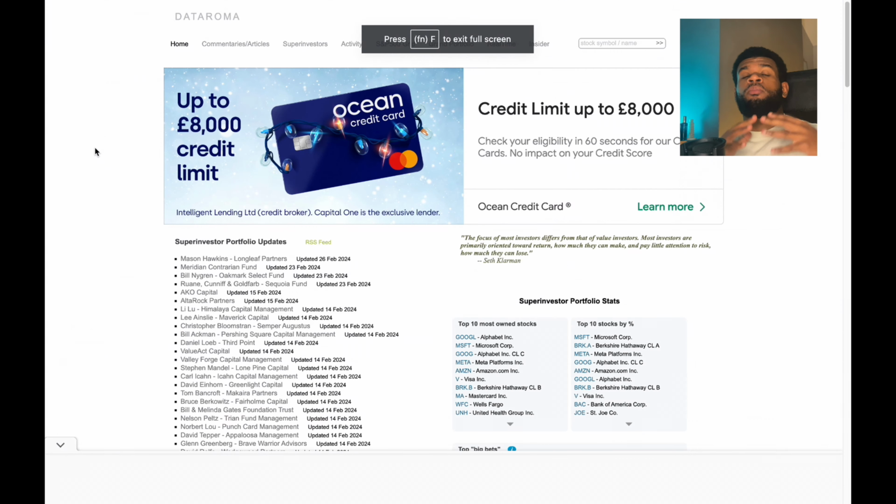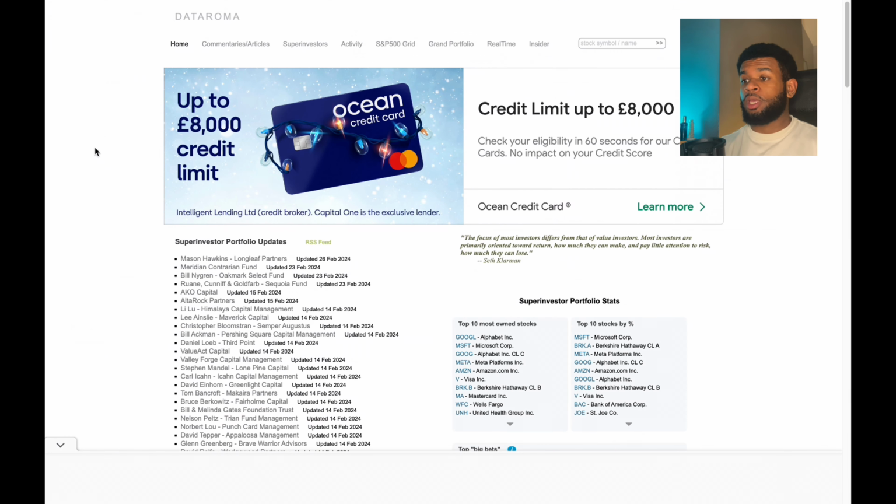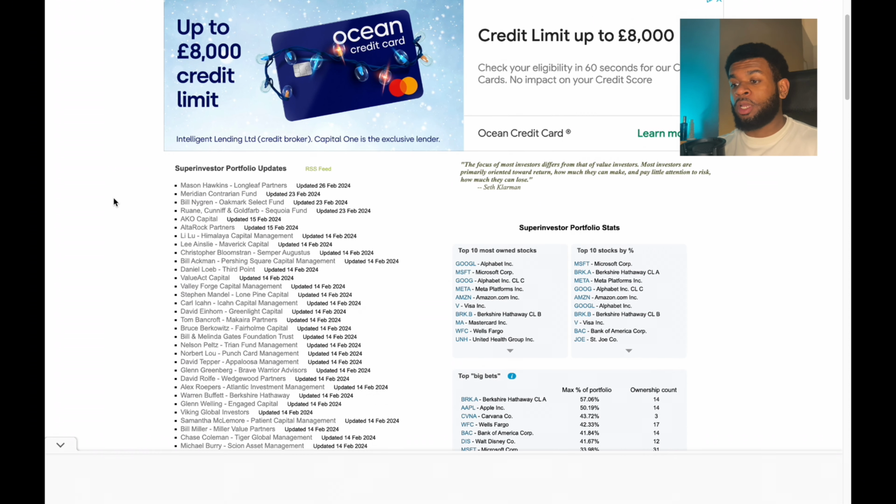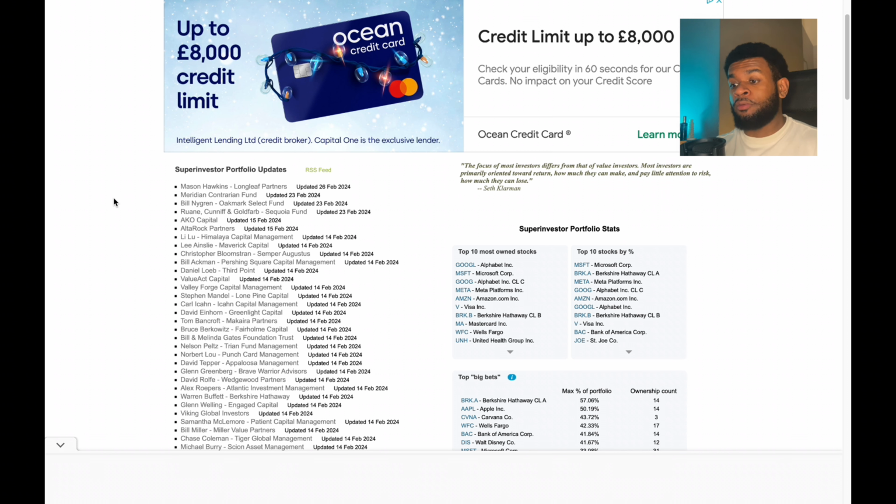Now, lastly, probably the most interesting website is Dataroma. Now, this website allows us to have a look at some famous investors and what they're actually invested in. So it's updated in real time. So we can have a look at Bill Ackman, Michael Burry, and of course Warren Buffett and what he's invested in.